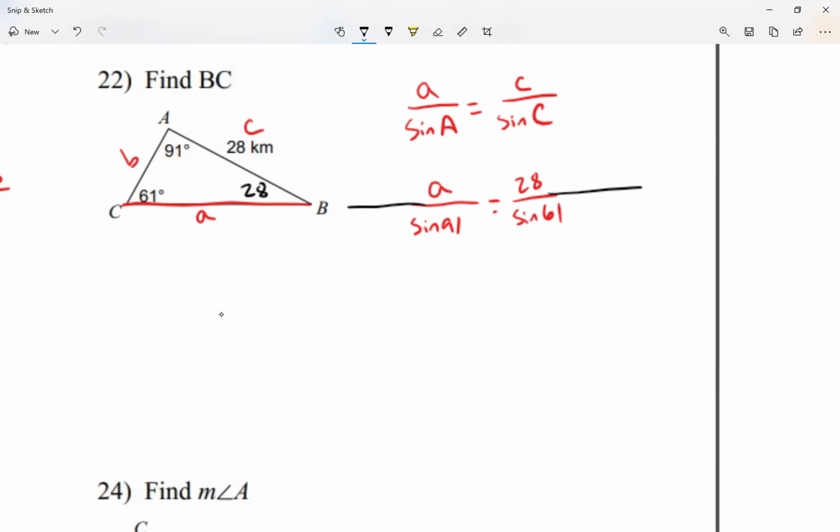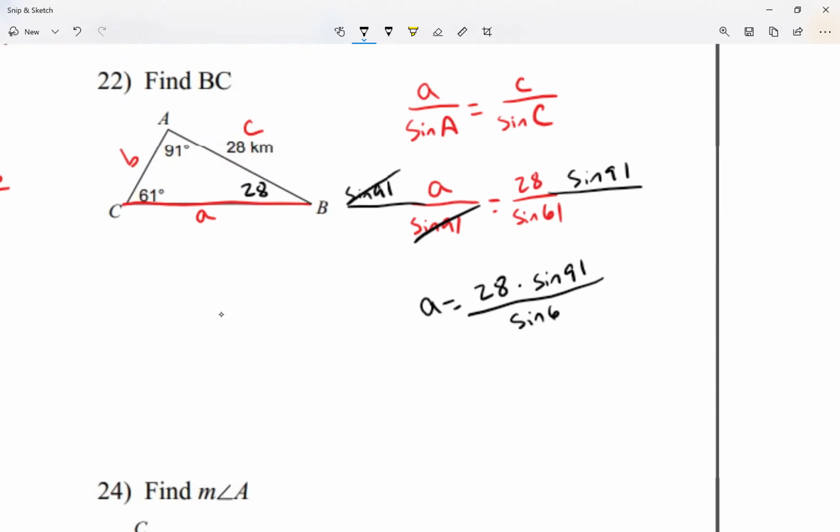I'm going to multiply both sides by sine of 91, because then this cancels out. So I have that A is equal to 28 times sine of 91 divided by sine of 61. Do not cancel the signs. Sine of 91 is a whole thing, so you cannot break it apart. Instead, multiply this out.